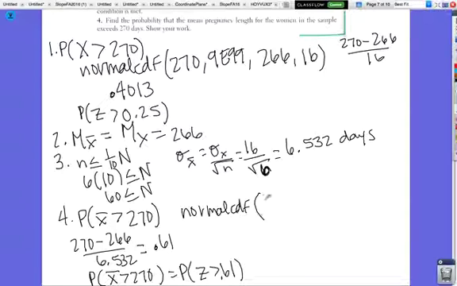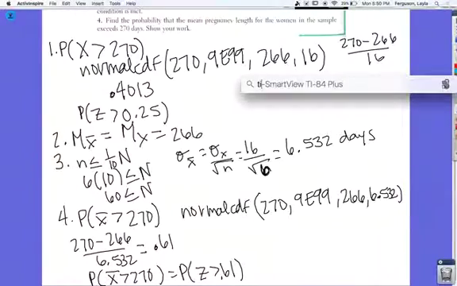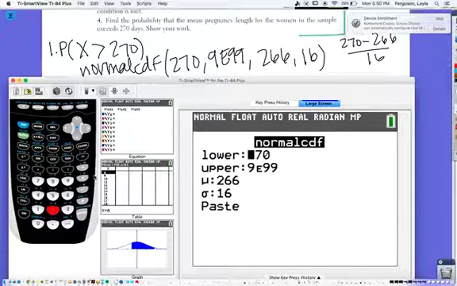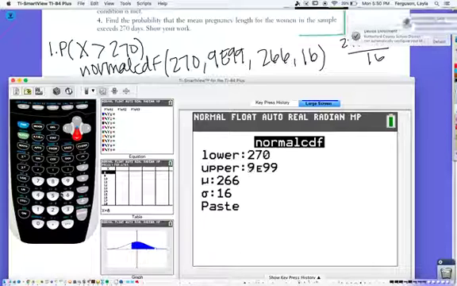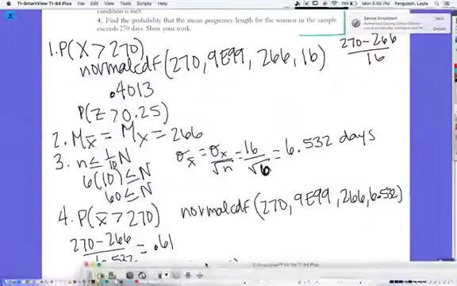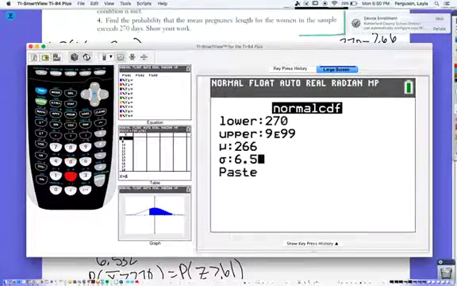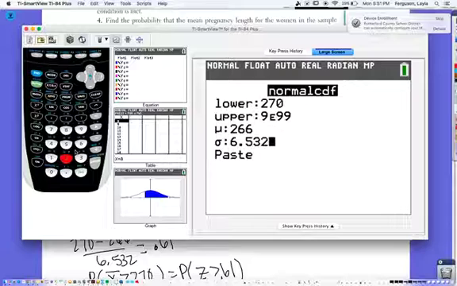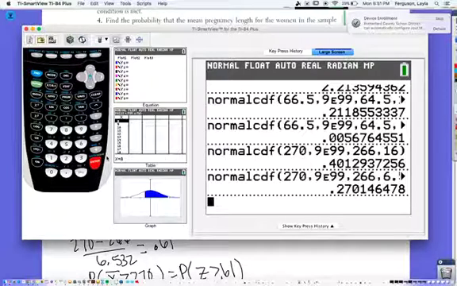We can also do this on the calculator using normal CDF. If we do that, our lower bound is going to be 270, our upper bound, infinity, our mean, 266, and our standard deviation, 6.32. So on the calculator, second VARS, option 2, lower bound is 270, upper bound 9E99, mean 266, and standard deviation 6.32. Not going to make a huge difference, but just for the sake of accuracy.